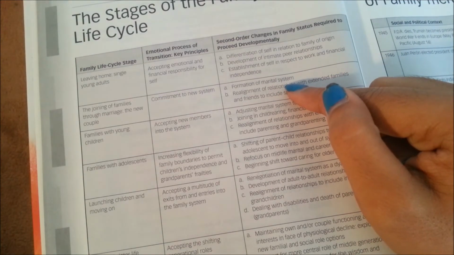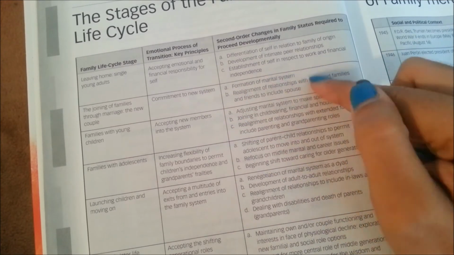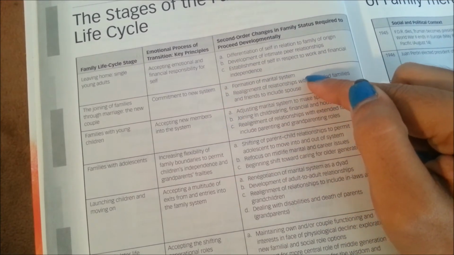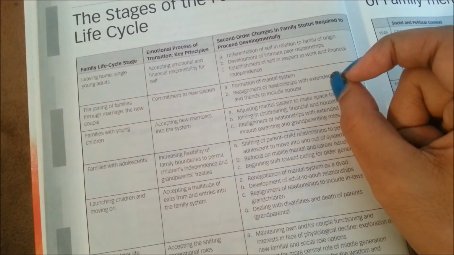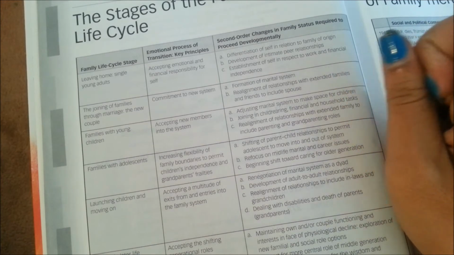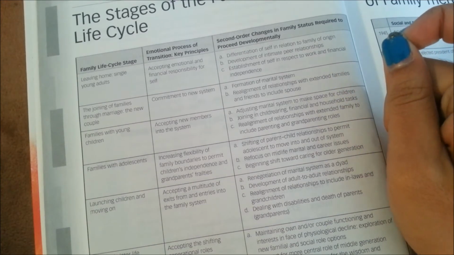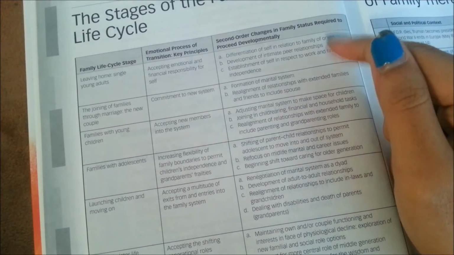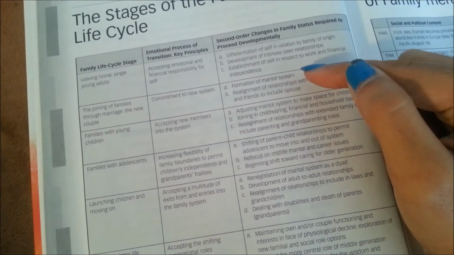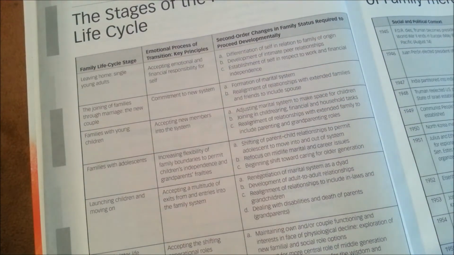Formation of marital system. They have an idea of how their relationship is, how, a lot of the times this stuff gets decided before a couple gets married nowadays, but I think this accounts for old times when people would get married before moving in together, or arranged marriage, I guess, kind of fits into this as well, but realignment of relationships with extended family and friends to include spouse.